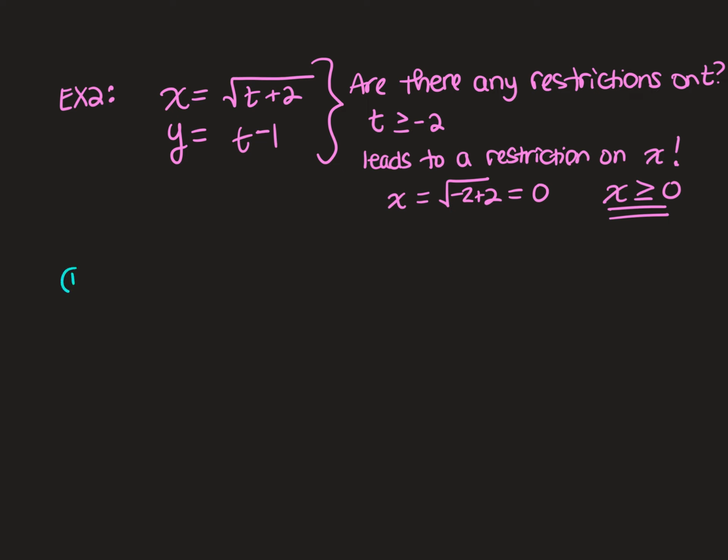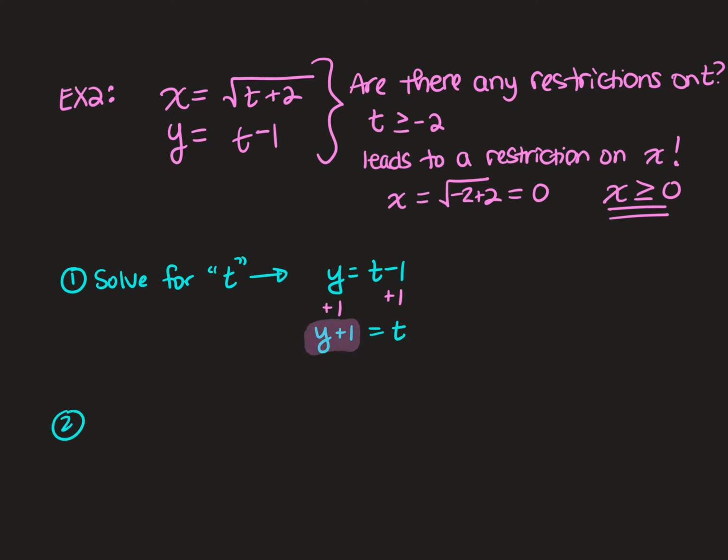So the first step is to solve one of our equations for t. Once again, I try to pick the one that's easier to solve. In this case, that's y equals t minus 1. So I'm going to solve for t by just adding 1 to both sides, and that gives me y plus 1 equals t. Once again, I have an expression that I can use for t.